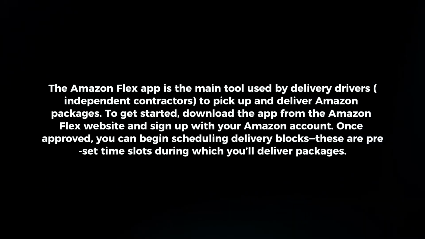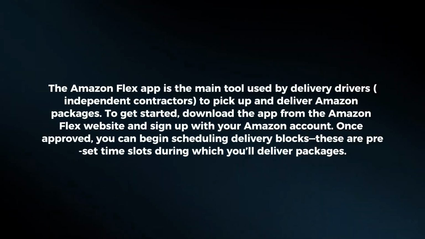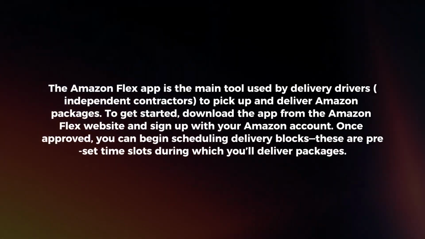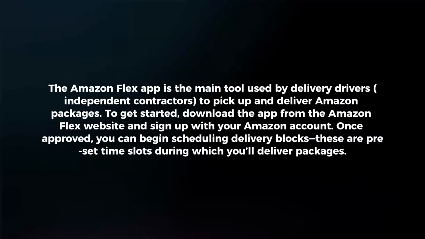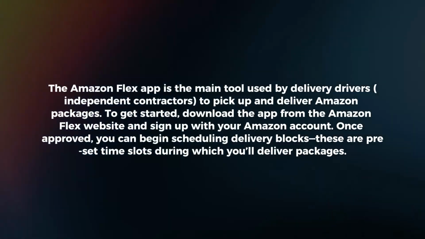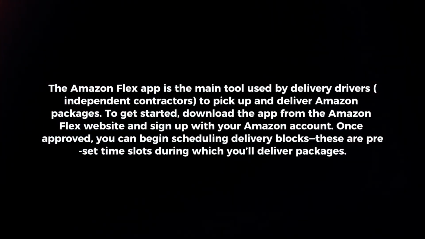The Amazon Flex app is the main tool used by delivery drivers to pick up and deliver Amazon packages. To get started, download the app from the Amazon Flex website and sign up with your Amazon account. Once approved, you can begin scheduling delivery blocks. These are preset time slots during which you will deliver packages.